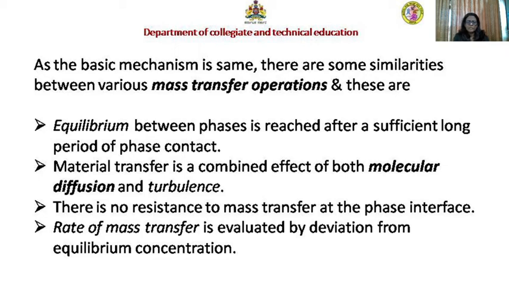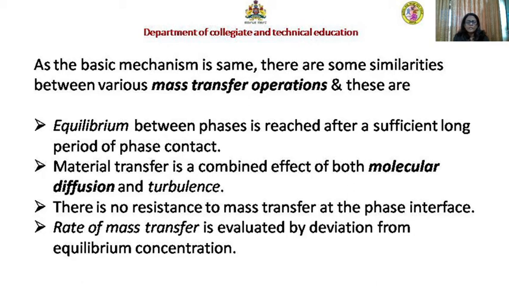Equilibrium is reached between the phases after a sufficiently long period of contact. That means we have two phases, and we bring them into contact with each other in order to conduct mass transfer. When they are contacted for a sufficient period of time, a state will be reached where the diffusing substance will be uniformly distributed in both the phases, and also its chemical potential in both the phases will be equal. That is the state when we say that equilibrium has been reached between the phases. That is the end of the transfer process.